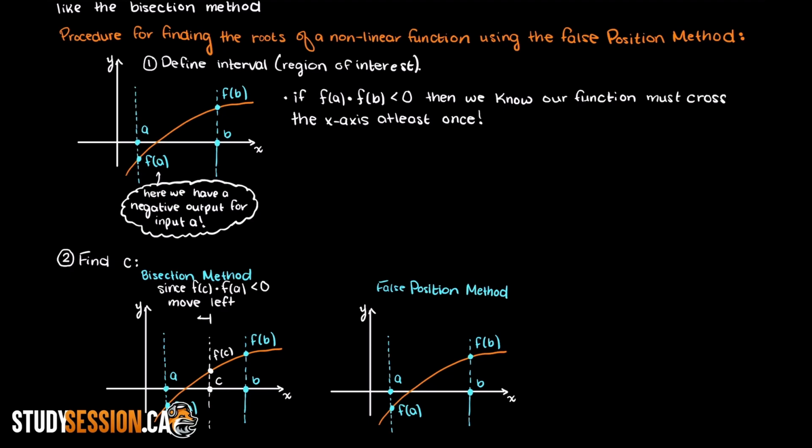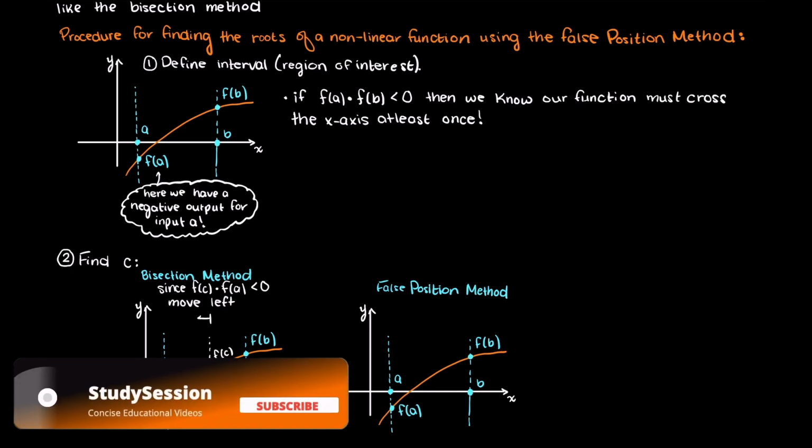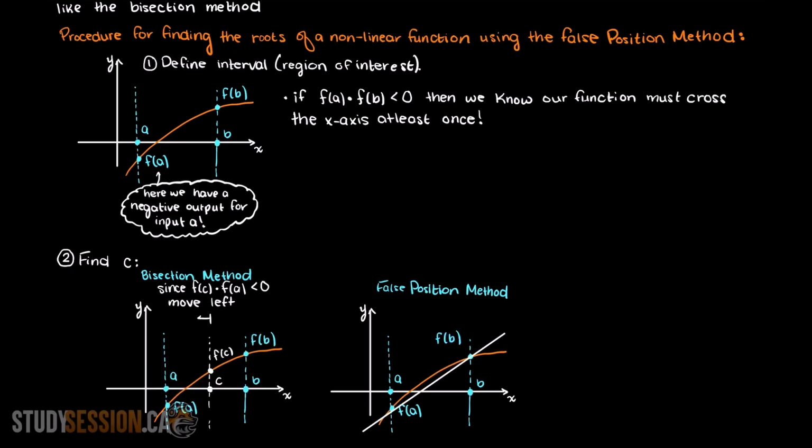Well, this is a very conservative guess. So, do you think there is any way that we could speed up finding our root? Well, what if we draw a line from f of a to f of b, and we take the point where we intersect our x-axis as our new c value? But how do we find this c value?